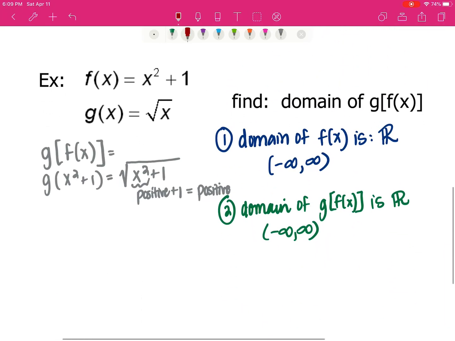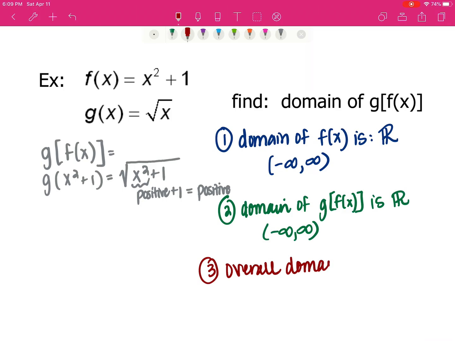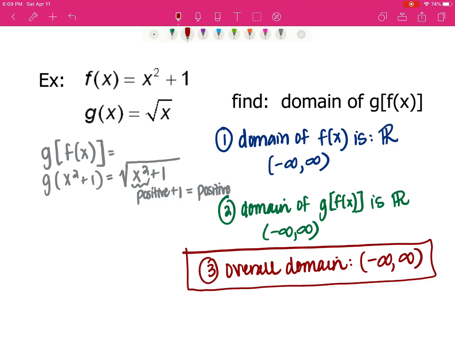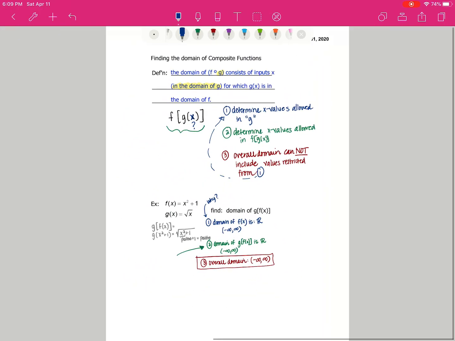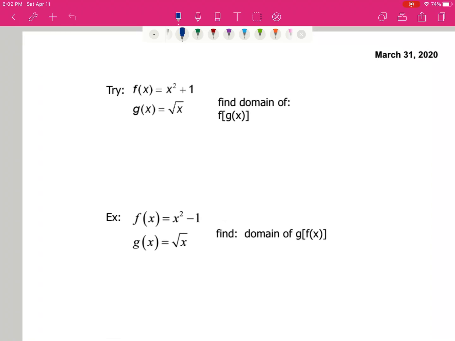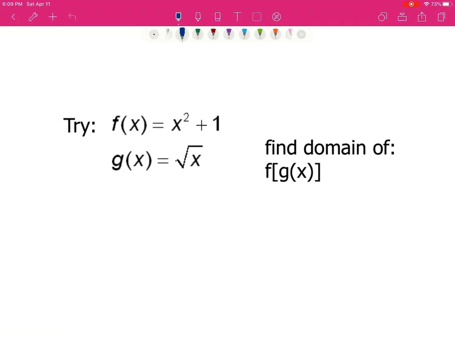Therefore, our overall domain, because one doesn't have more restrictions than the other, is negative infinity to infinity. So you might be thinking, why can't we just go to number 2 then? Why is number 1 important? Why do we have to do this? So let me show you.